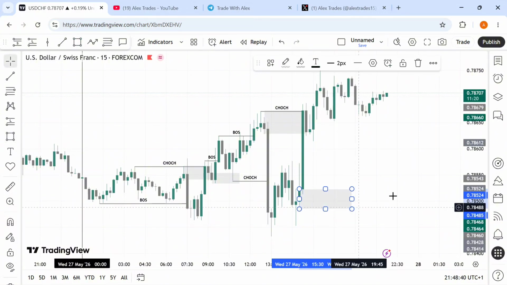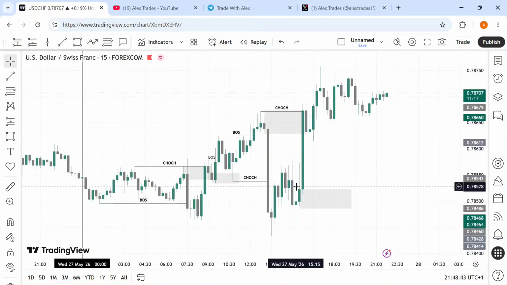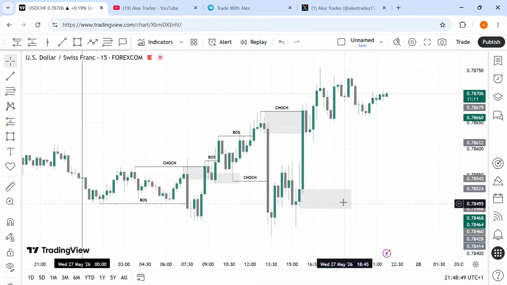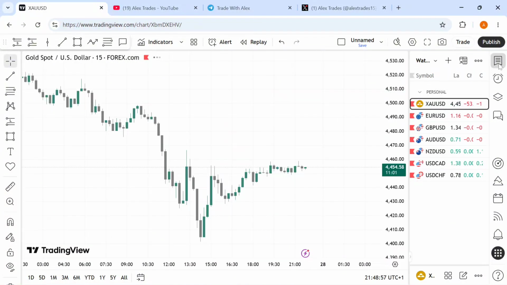So this is the valid demand zone that this candle created, and price went too far away from it as it couldn't reverse back to at least tag potential buyers into the trade. So that's it on all the major pairs that you watch out for.